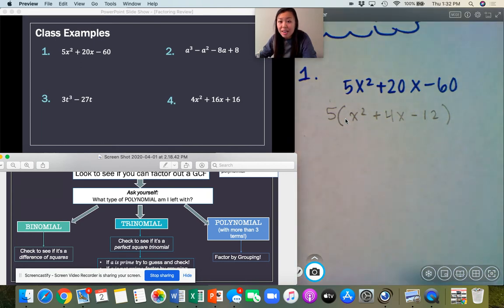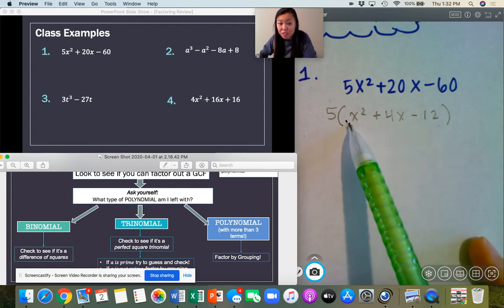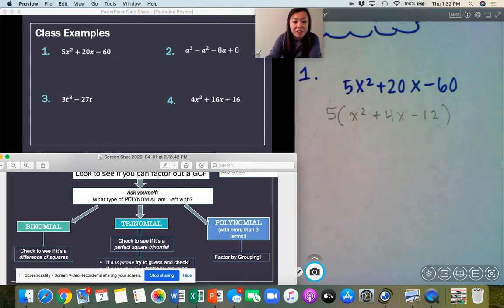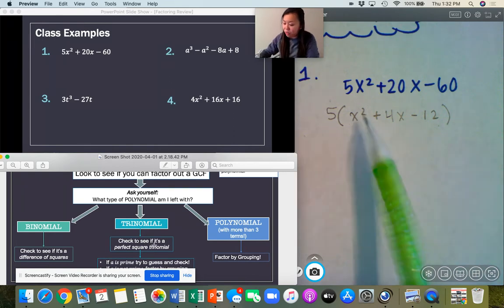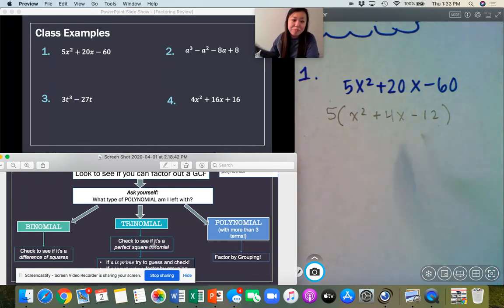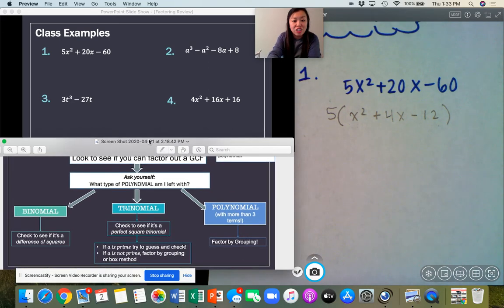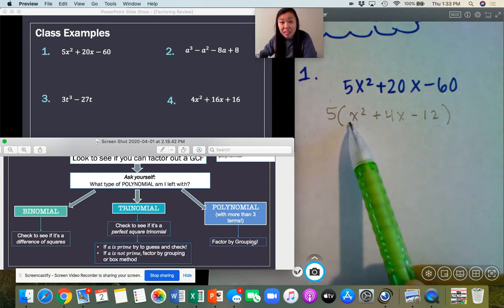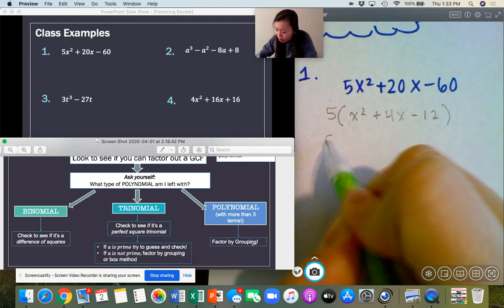All right. Now I'm left with a trinomial that has a leading coefficient of 1. So what type of polynomial am I left with? A trinomial. I should first check to see if this is a perfect square trinomial. It's not. So now I have to go through the bottom. If A is prime, we should use guess and check. If it's not, let's try to factor by grouping. Well, in this case, my leading coefficient is 1. So I'm going to guess and check.